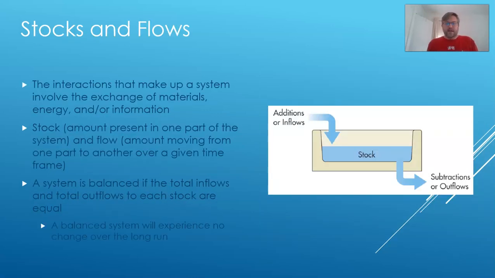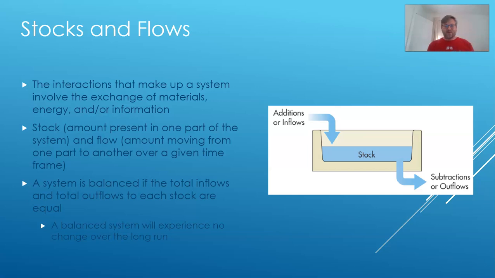When we analyze systems, one useful way to do it is to think of them in terms of stocks and flows. As the different parts of a system are interacting, that usually involves the exchange of materials, energy, and/or information. Something's moving from one part of the system to another, and that's what that interaction consists of. So we can conceptualize that system as a set of stocks, which are parts of the system where that material, energy, or information is present, and then flows, which are the movements of that material, energy, or information from one stock to another.